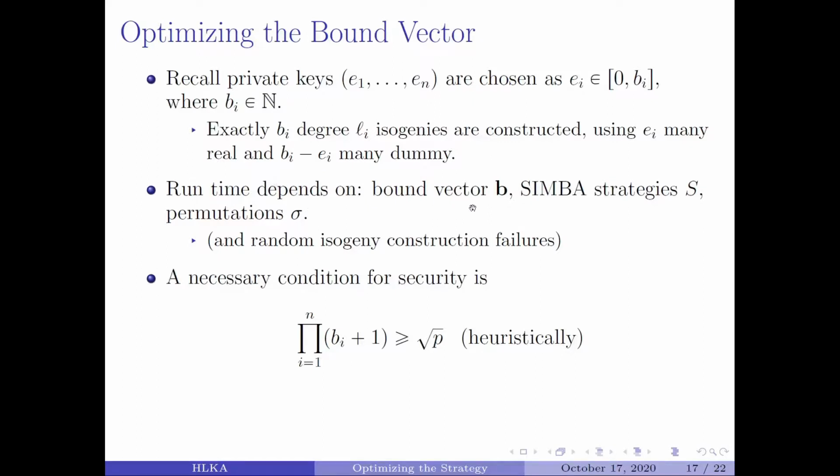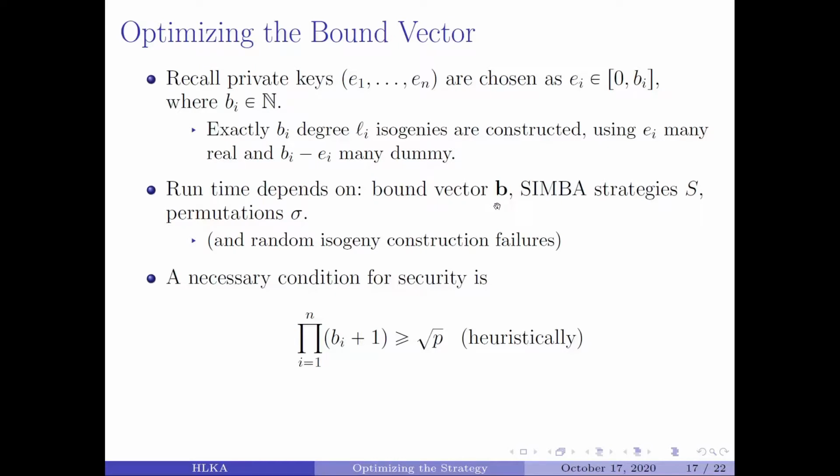So with that, our runtime depends only on the bound vector, the strategies that are used, and the permutations that we use. This isn't exactly true because throughout the algorithm you can have isogeny constructions that you just can't do due to some randomness involved. And so at the end of the algorithm you just have to construct any isogenies that previously failed. So the runtime is not constant time, but it's pretty close.